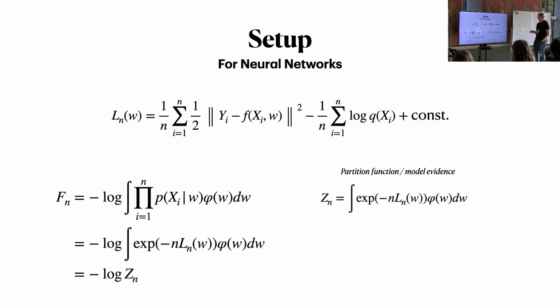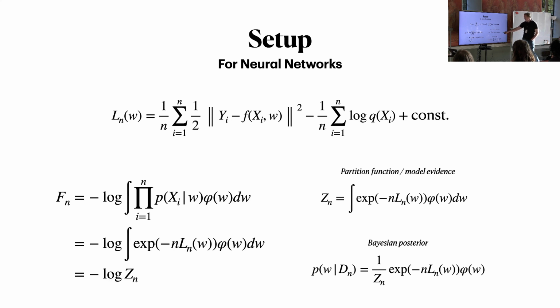Okay, so the other objects in Bayesian statistics: the free energy and the partition function. The partition function is related to the free energy by F_n is negative log Z_n, also called the model evidence. The Bayesian posterior is e to the minus n L_n(w) divided by the partition function.